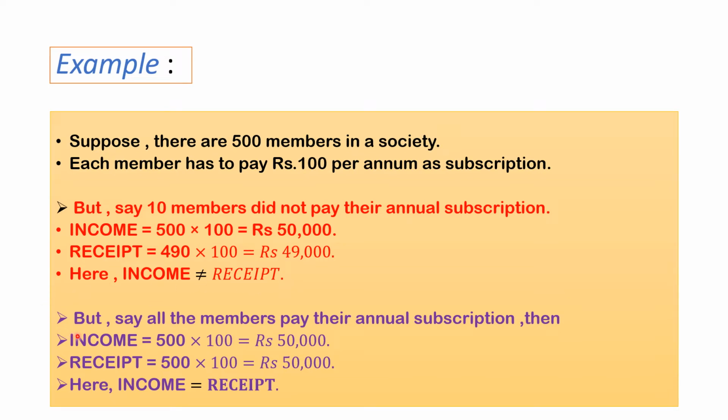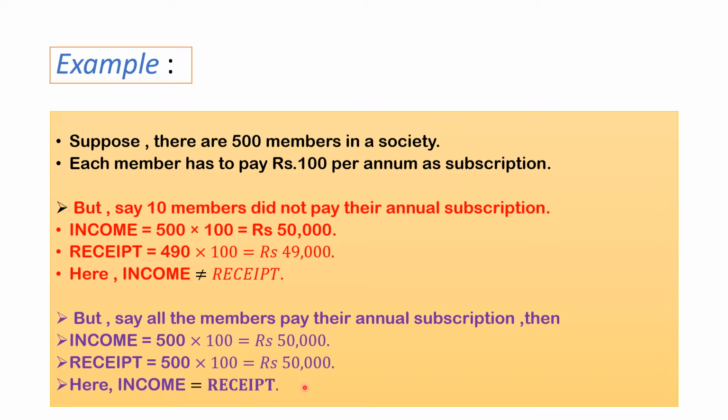Let me take another example. Say all the members pay their annual subscription. 500 members, each member pays 100 subscription. Then in this case, income is the same: 500 multiplied by 100, that is 50,000. But the receipt is going to change. What is the receipt? Net cash received. That will be 500 members multiplied by 100 per member, which comes out to be 50,000 rupees. And in the second case, income is equal to receipt.